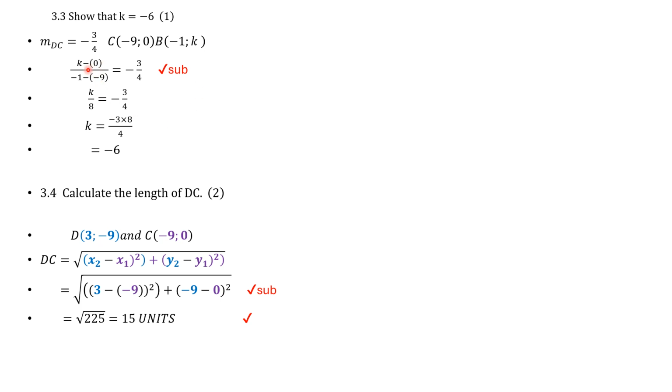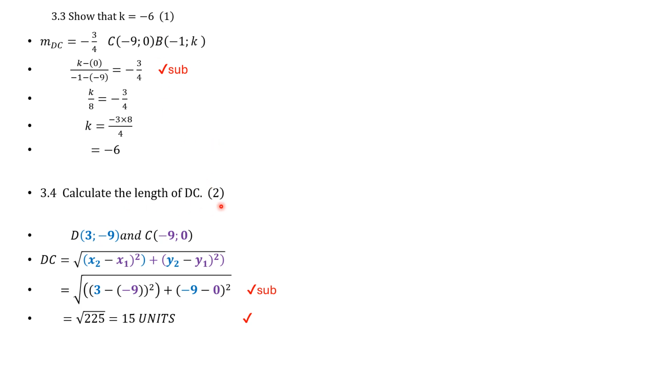K minus 0 is k, minus 1 plus 9, 9 minus 1 gives me 8. From there, k equals negative 3 times 8 divided by 4. Negative 24 divided by 4 gives me negative 6. So 1 mark there for correct substitution. The answer was already given, so we can't give you a mark for finding the answer.